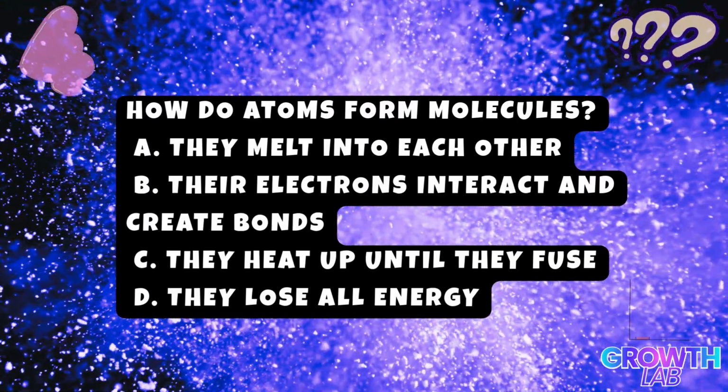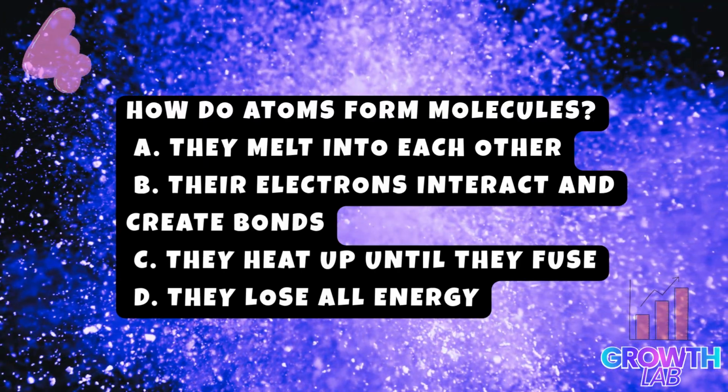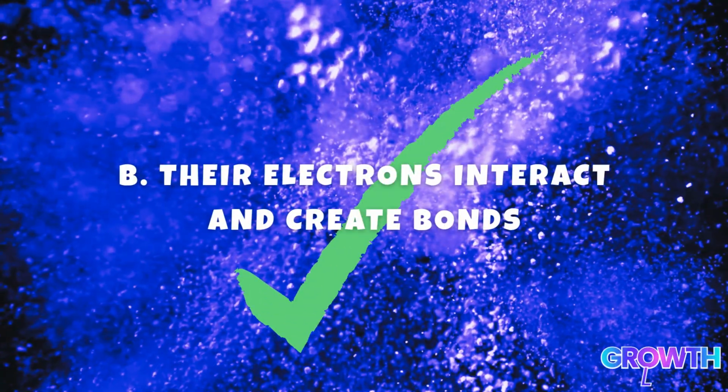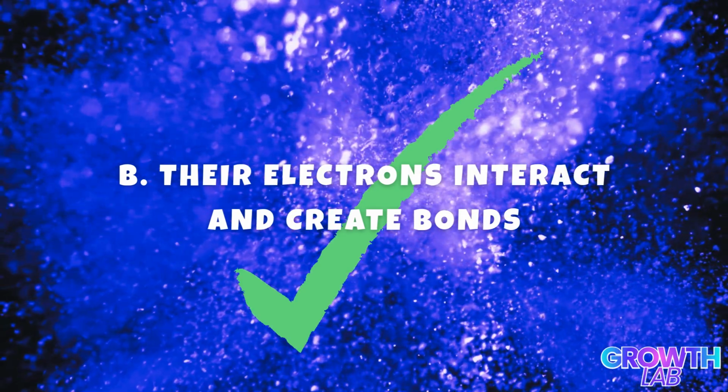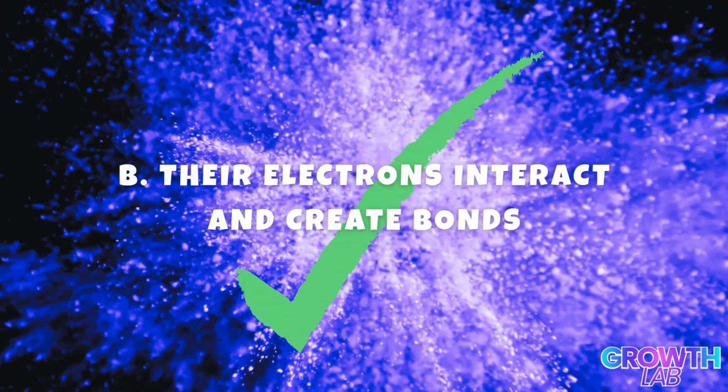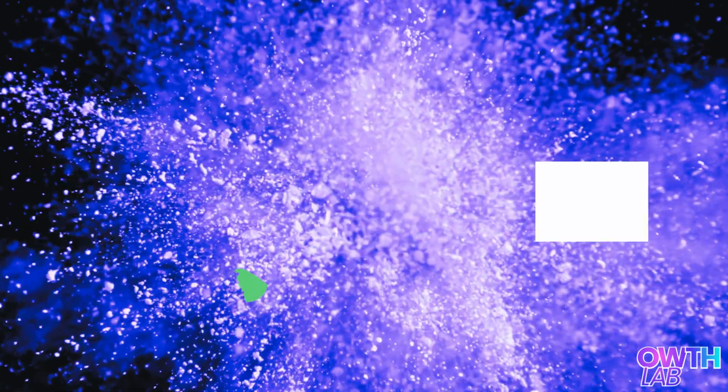Option C, they heat up until they fuse. Option D, they lose all energy. Correct option is option B, their electrons interact and create bonds. Electron interactions form chemical bonds.